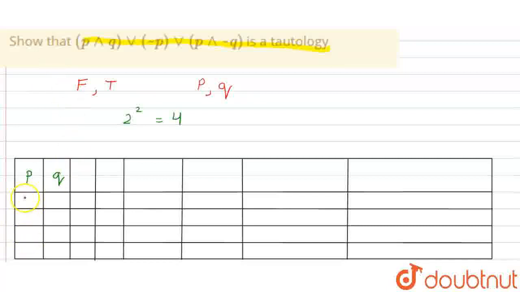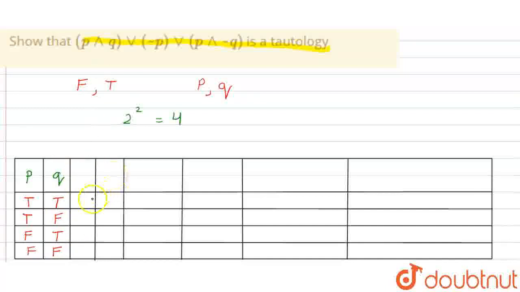Either both should be true; then the second one, P is true and Q is false; next, P is false and Q is true; and the last one, both are false. So these four are our possible outcomes here.